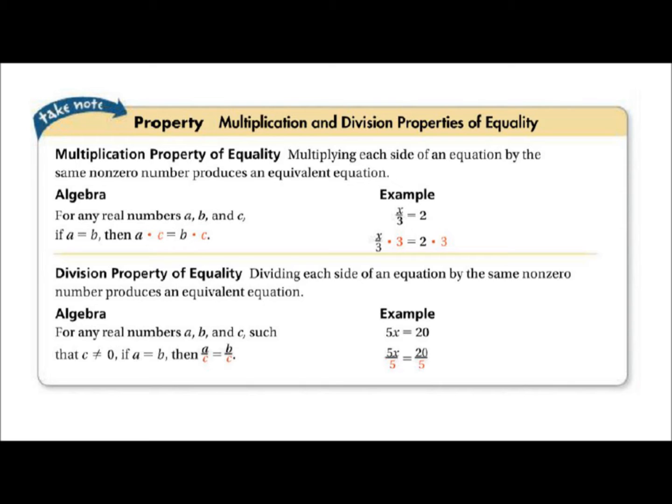Let's go back to the numbers. If a equals b once again, then a times c is the same as b times c. It works with division as well. The only trick is that c can't be 0, because you can't divide by 0. It's not possible.